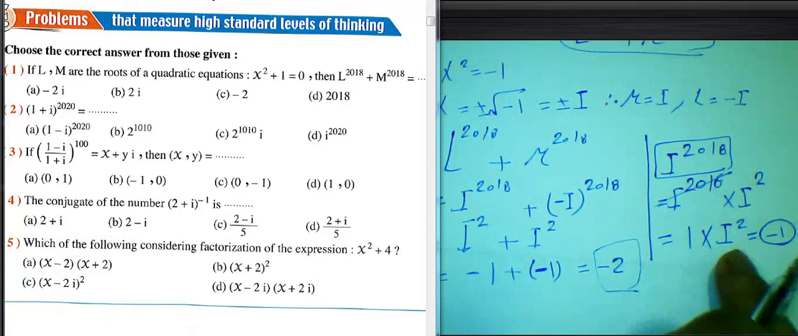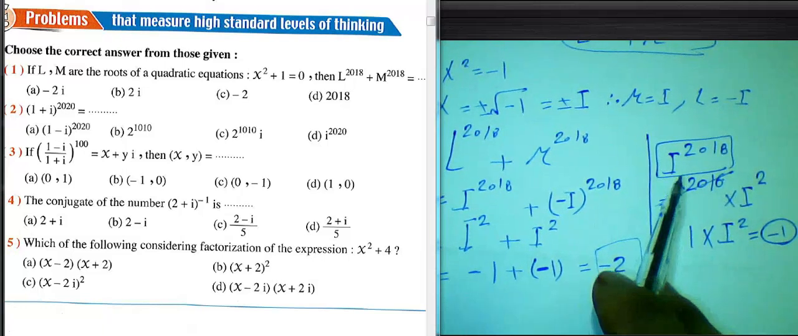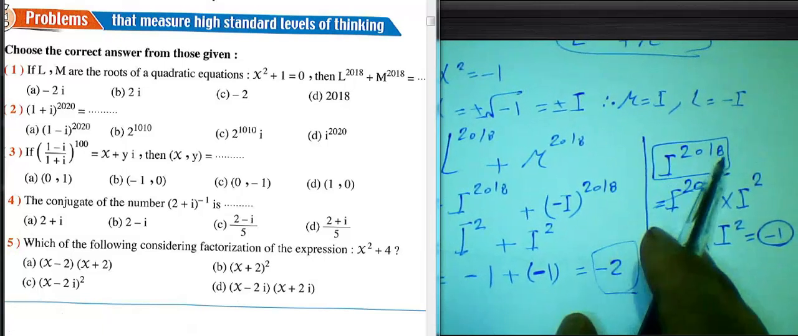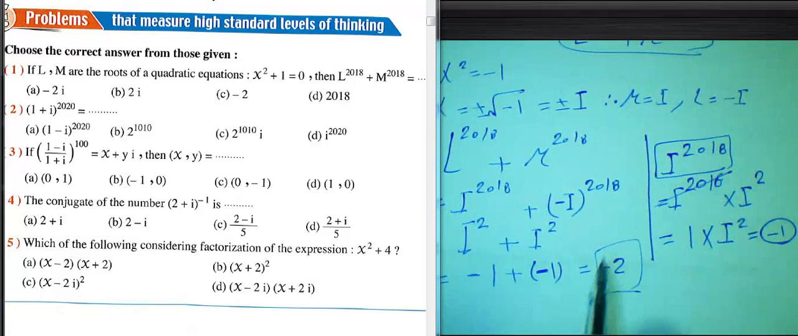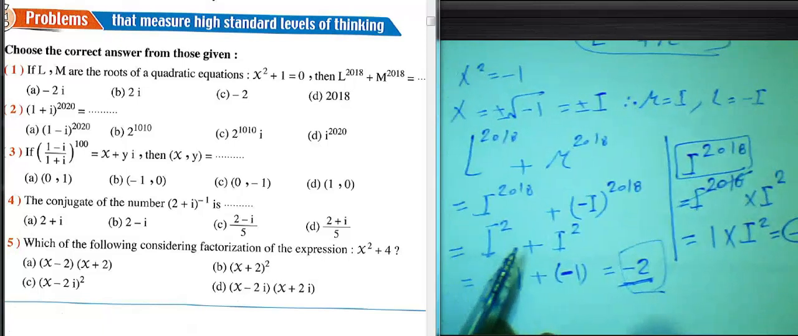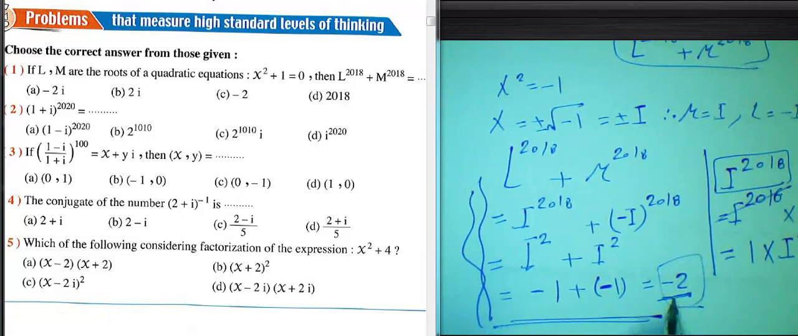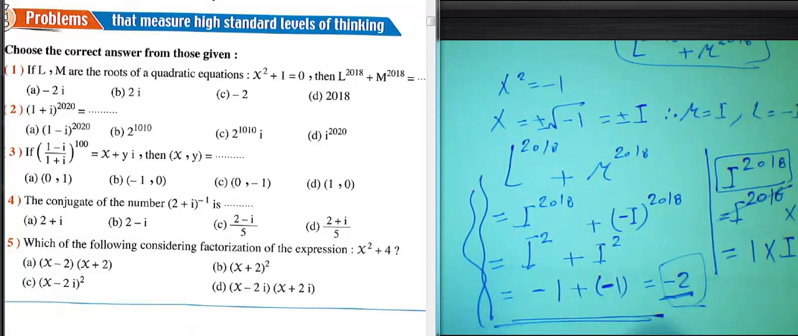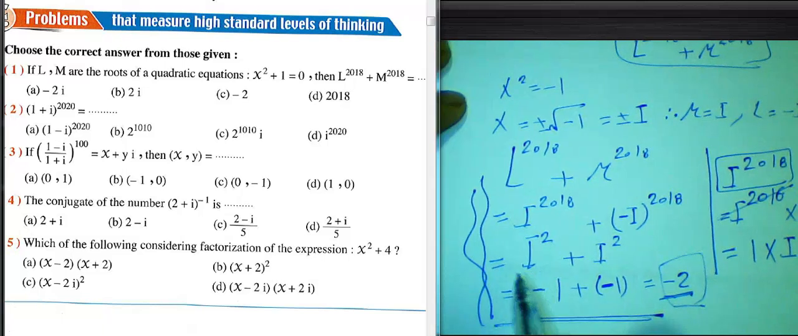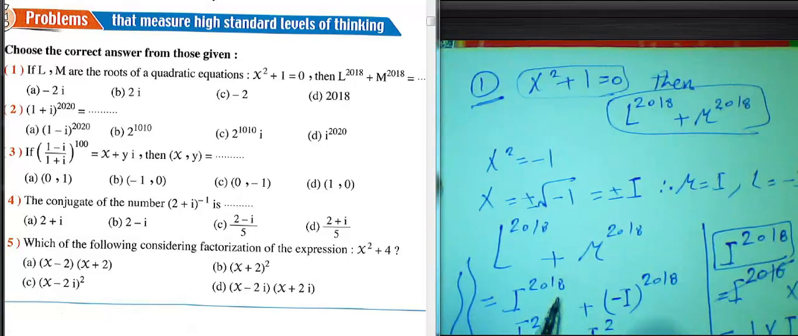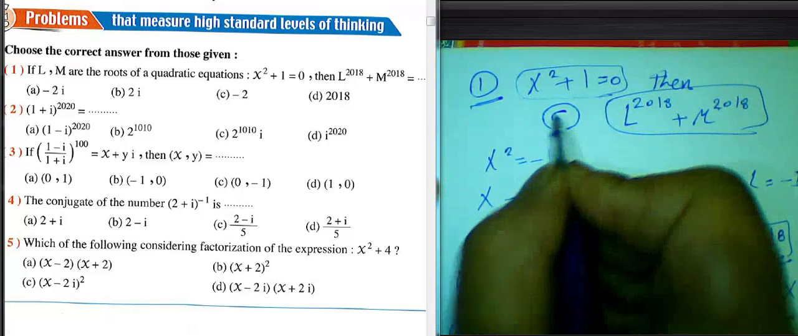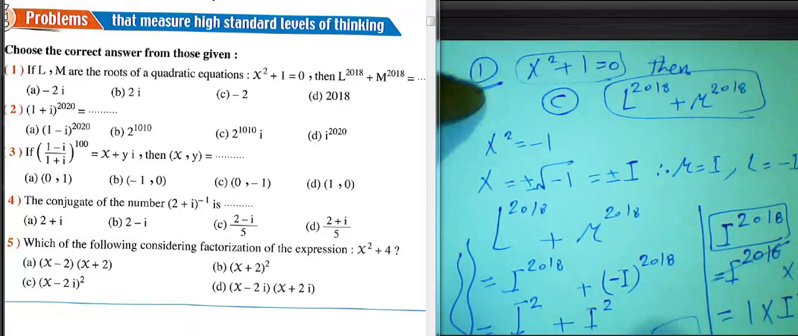I explained it here for i to power 2018, and the result will be -2. This is the solution. So for question number 1, the answer will be letter C. We will choose letter C for question 1.